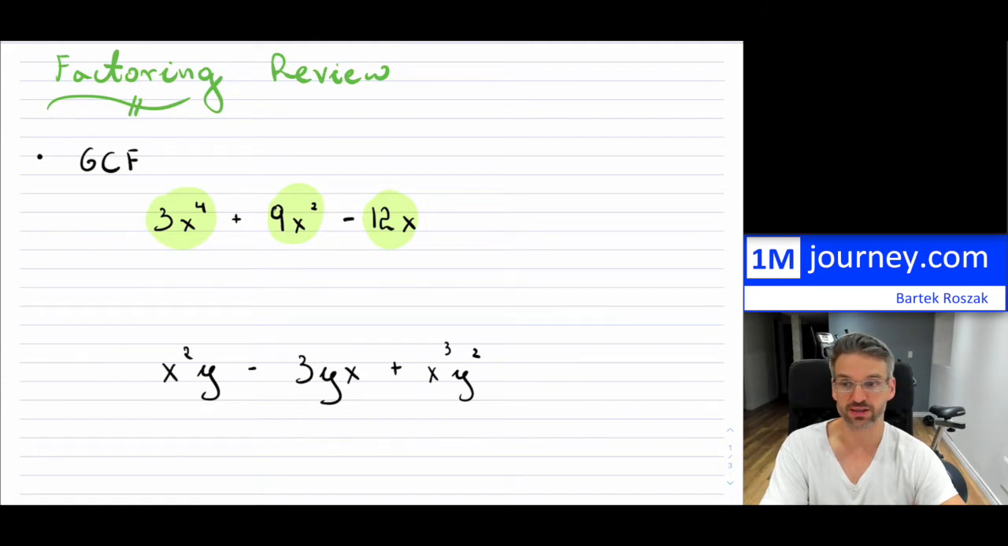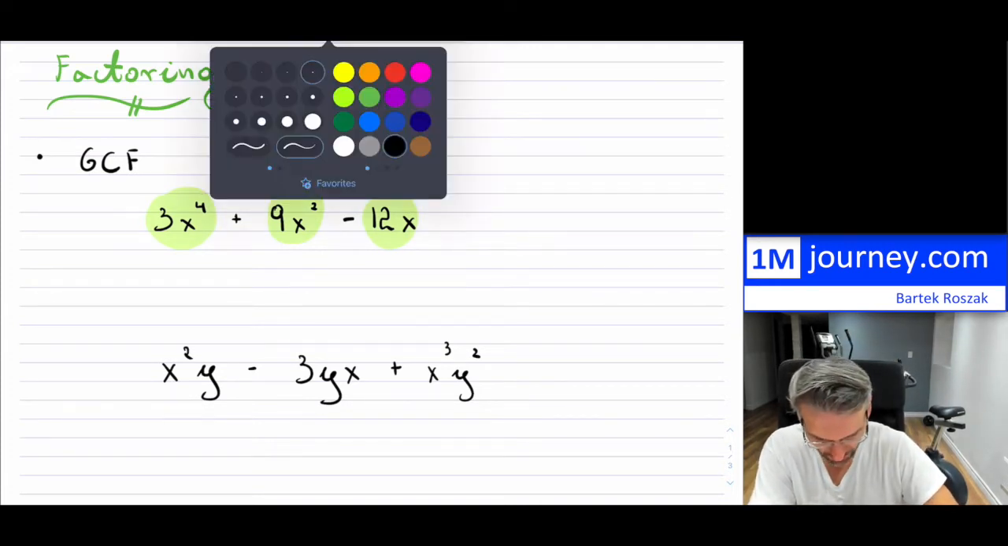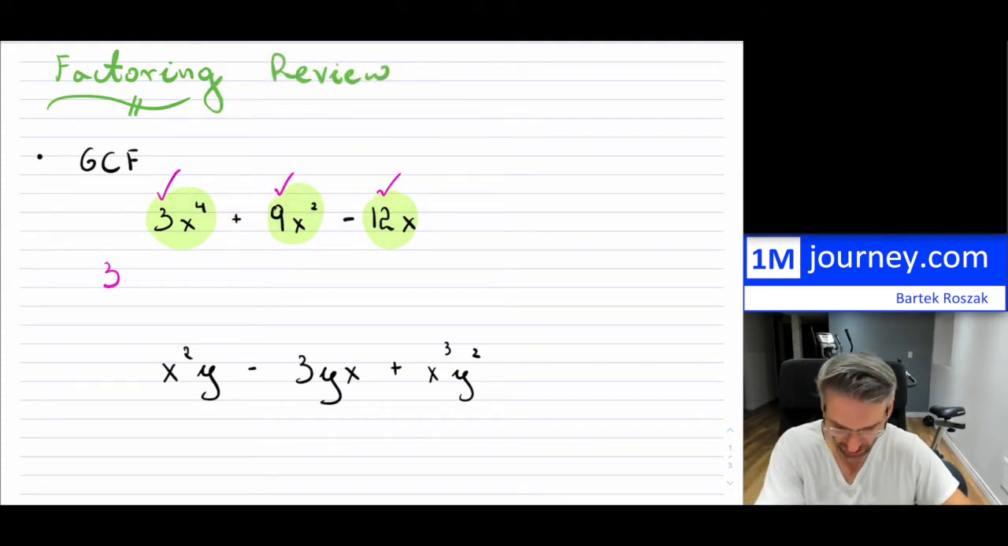3 is the biggest one that I can take out of my first coefficient, and it certainly is one that I can take out from the rest. So that's how I begin. I simply look at my coefficients, and the biggest one I can take out of 3, 9, and 12 is the 3.